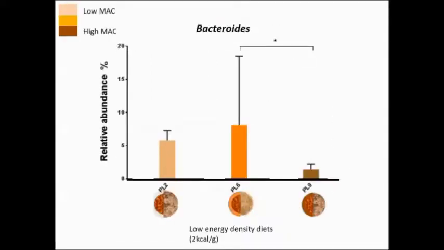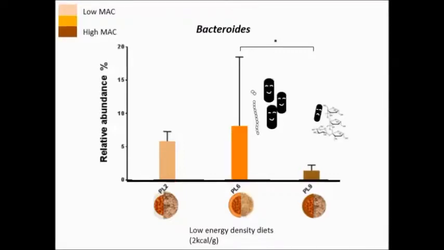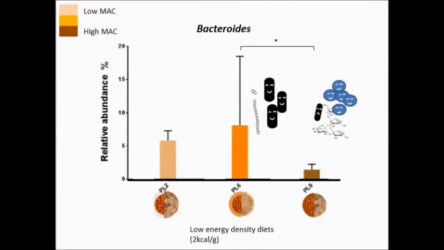When the food energy density is low, high MAC diet has a lower relative abundance of Bacteroides than the lower MAC diets. This is because Bacteroides mainly utilize sucrose and resistant starch as their food source, but not MAC. So a high MAC diet will starve Bacteroides. Other bacteria utilizing MAC better will outcompete Bacteroides.